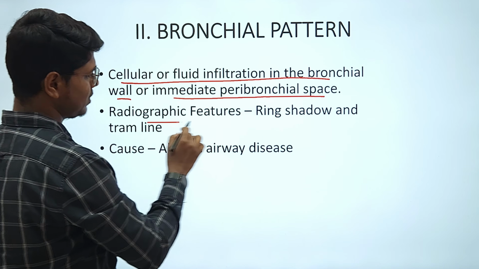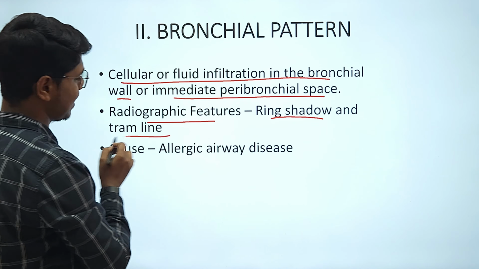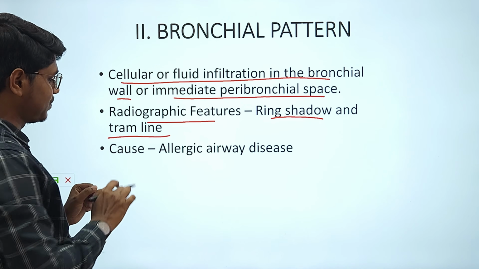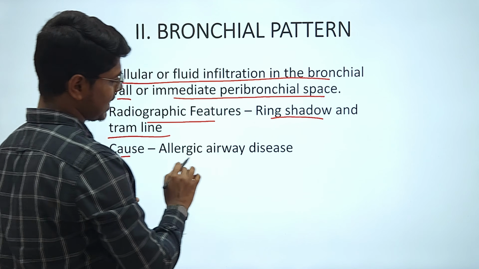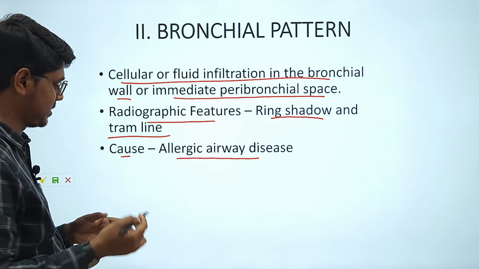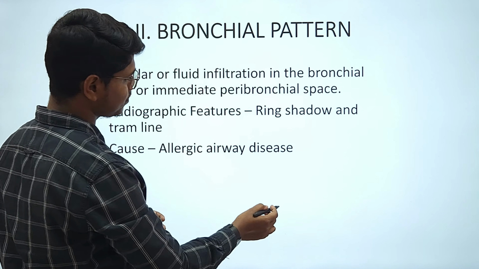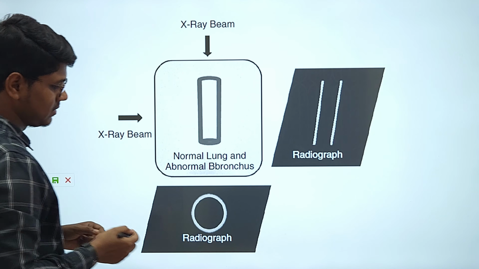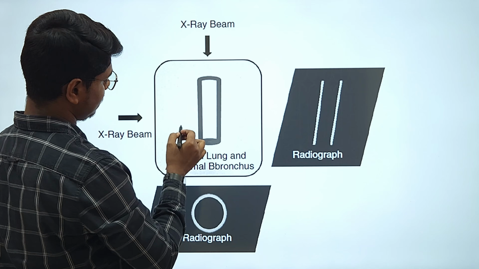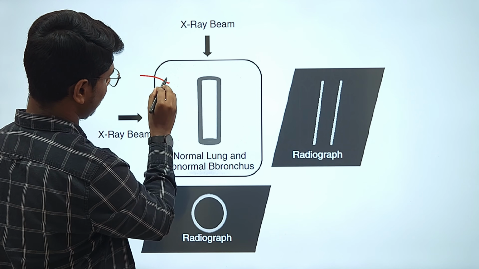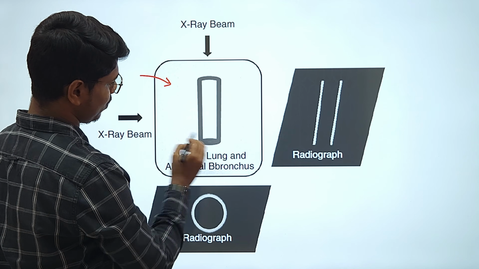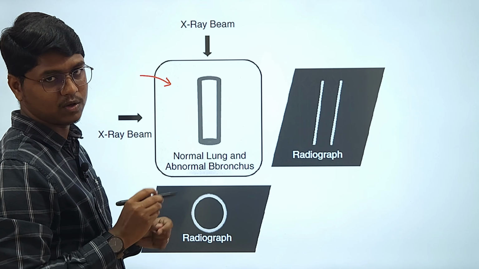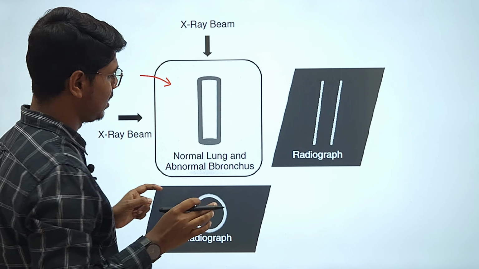So radiographic features you will find are ring shadow and tram line. We'll see. The most common cause is allergic airway disease. You know this one from medicine. So how does this develop the tram line and the ring shadow? Here the lung is normal, okay, but the bronchus is abnormal, or the bronchial wall is abnormal. What will happen?